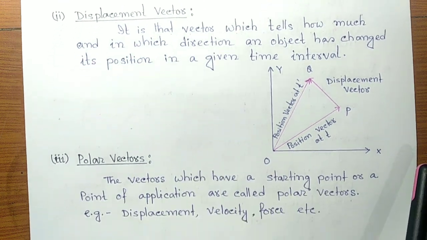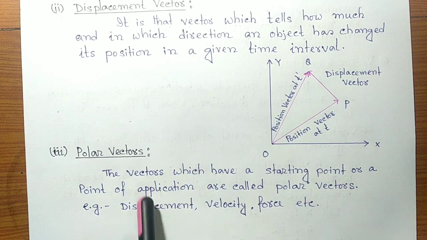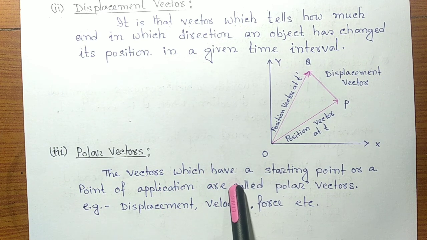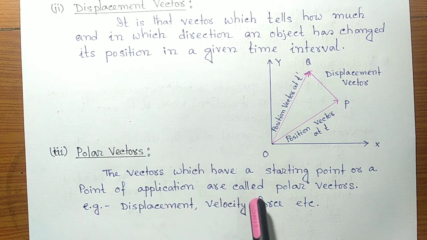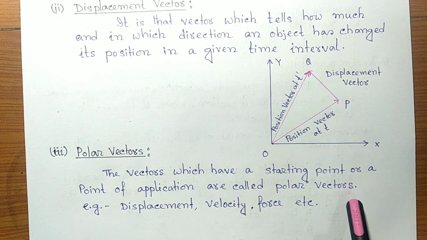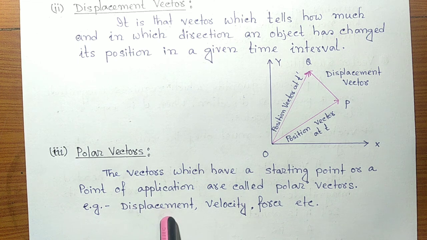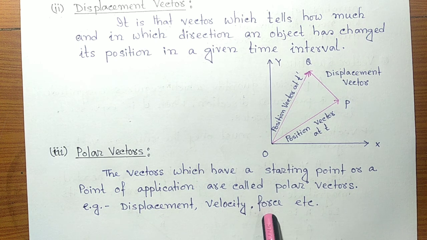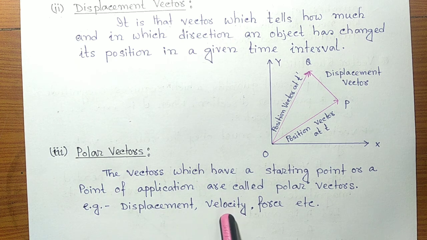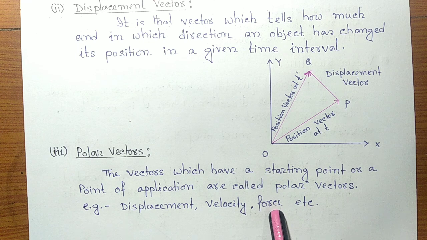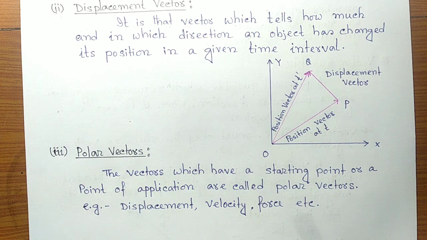Next is the polar vector. The vectors which have a starting point or a point of application are called polar vectors. Example: displacement, velocity, force, etc. All of these are polar vectors because displacement, velocity, force, all of those have a starting point. So they are called polar vectors.